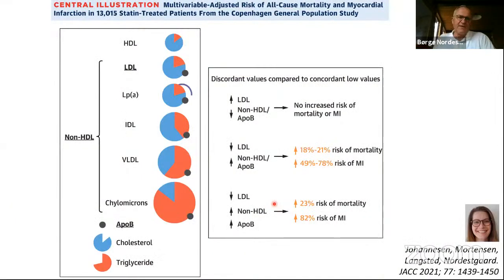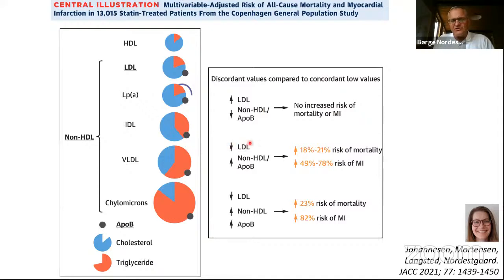So, summing up this paper, usually we just look at LDL, but when you look at non-HDL cholesterol, it's LDL, Lp(a), IDL, VLDL, and actually also chylomicrons in the smaller forms. And they all have an ApoB, so ApoB will also capture all these fractions. Our discordance analysis showed that when LDL was high and non-HDL cholesterol or ApoB were low, there was no increased risk of mortality or myocardial infarction.